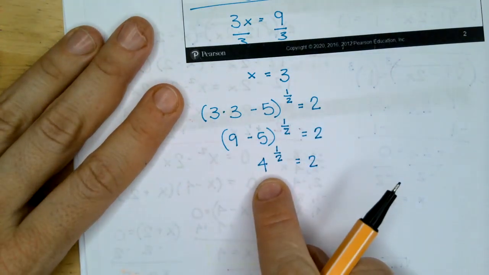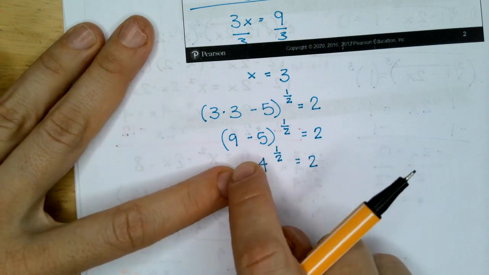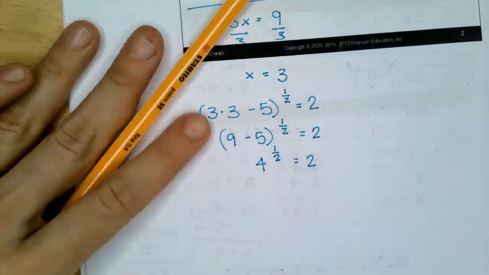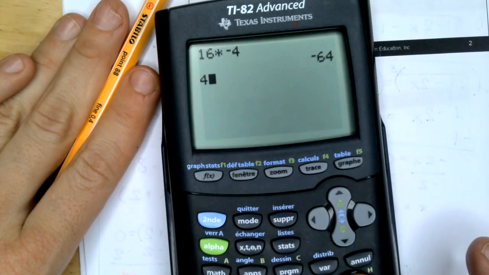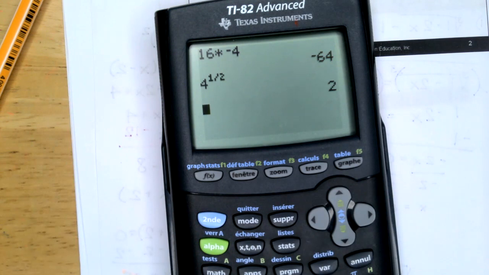And if we look at what that means, 4 to the first power and then take the square root of it. So the square root of 4 to the first power is 2. 4 to the power of 1/2 is 2. It's true.